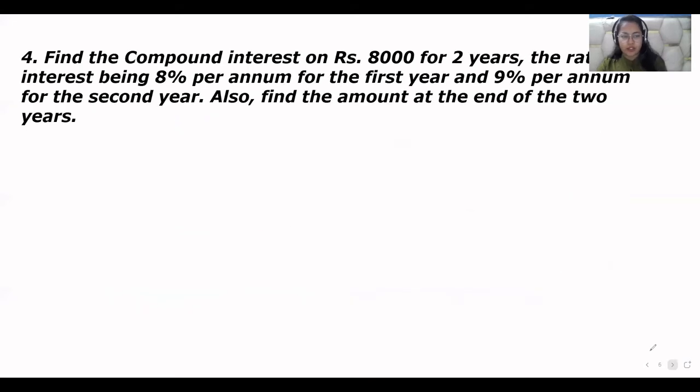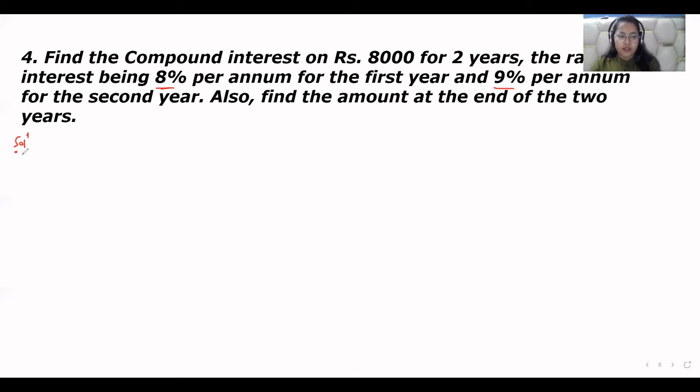Now let's move forward to the next question. Read the next question. Find the compound interest on rupees 8,000 for 2 years at the rate of interest being 8% per annum for the first year and 9% per annum for the second year. Also find the amount at the end of the 2 years. So what we have to do in this case: in the previous questions, the interest was the same for the 2 years, for the 3 years. In this case, for the first year our interest is different, and for the second year our interest is also different. So we have to calculate it.